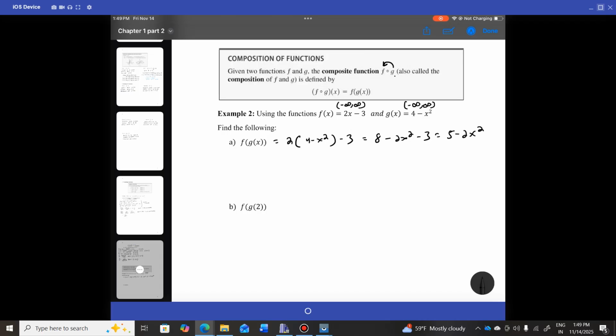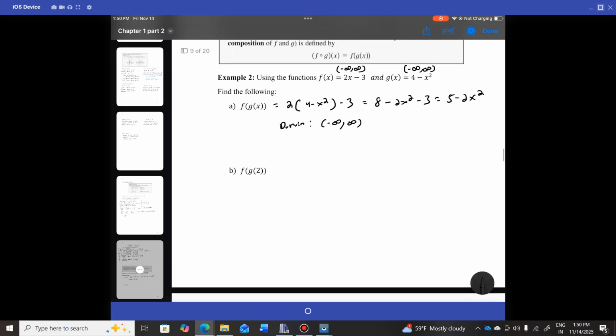For the composite domain, we look at the number that you were inserting into the function, that domain, and any restrictions that apply. But then we also look at the overall function. And so for here, the domain's just going to be all real numbers, no restrictions on either case for the overall or for the input. The point of doing this is then we have a new function that we can find values for.